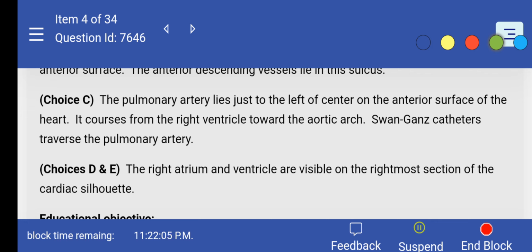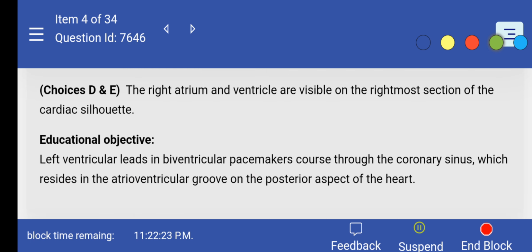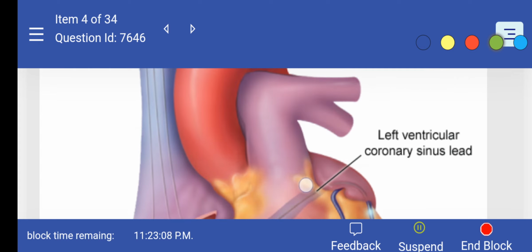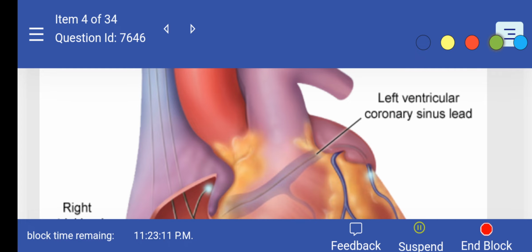This is important. Swan-Ganz catheters traverse the pulmonary artery, right? At options D and E, the right atrium and ventricle are visible on the rightmost section of the cardiac silhouette. Left ventricular leads in biventricular pacemakers course through the coronary sinus, which resides in the AV groove on the posterior aspect of the heart. So this is on the posterior aspect of the heart, right? So we have left ventricular leads in the coronary sinus.